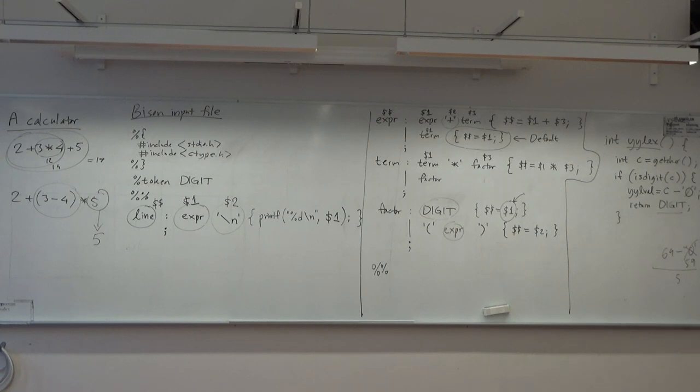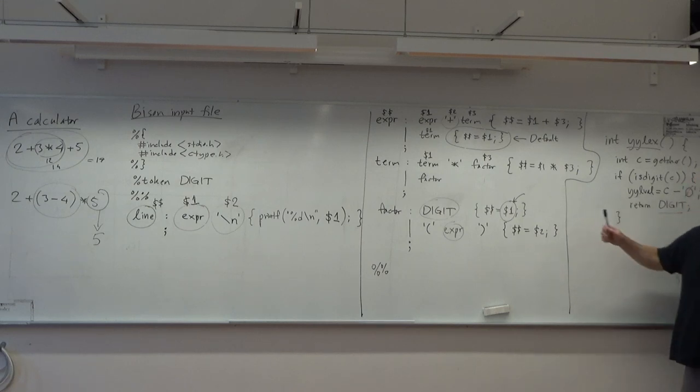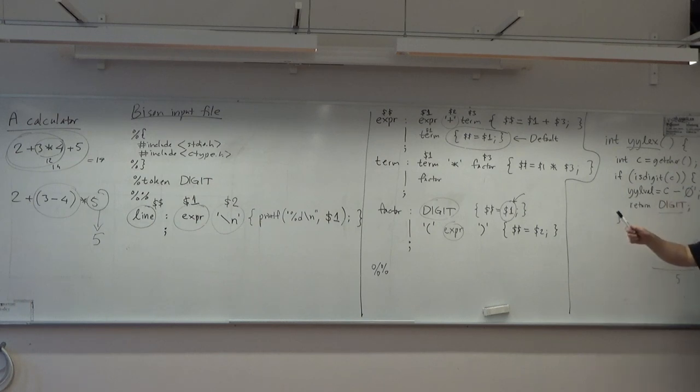You return the digit, or you return the lexical value? I return the digit, because the parser wants to know, what token did I find? And the lexical value is already defined. It is put in yylval, which is a variable that exists, yes. Okay, now, if I found a digit, I return digit and also put the lexical value, which digit it was, in the variable yylval. But if it was something else, then I just return C, the character code for the character.